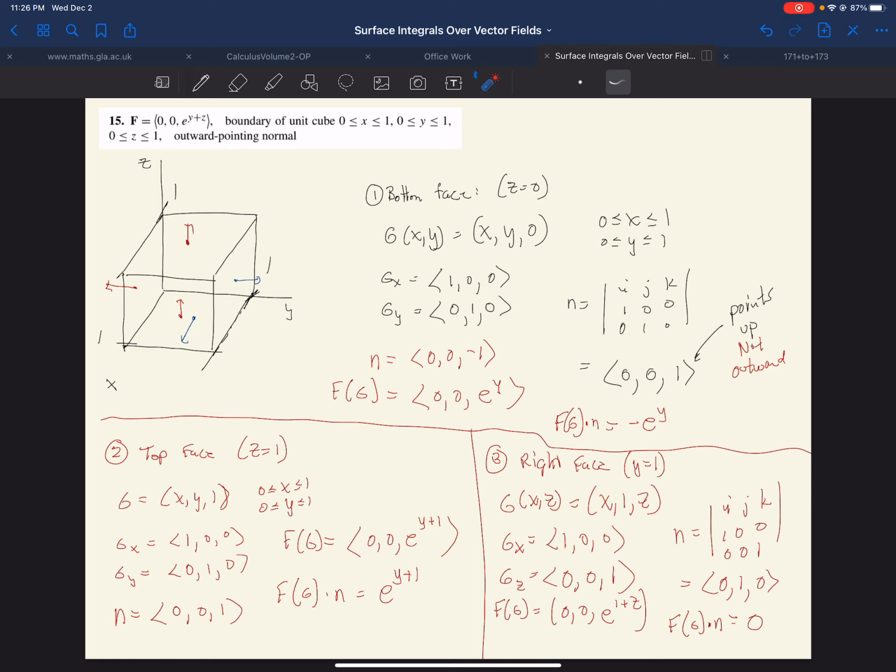I dot those two, and I got 0, 1, 0. And 0, 1, 0 is just 1 unit in the y direction, so that does point out of the box. And so that is good. That is an outward pointing normal.